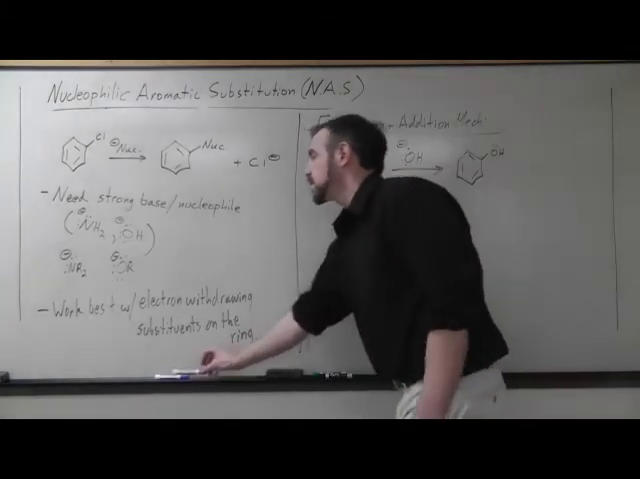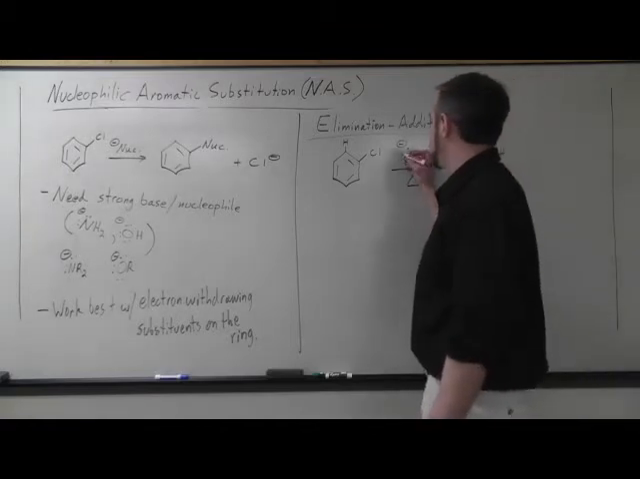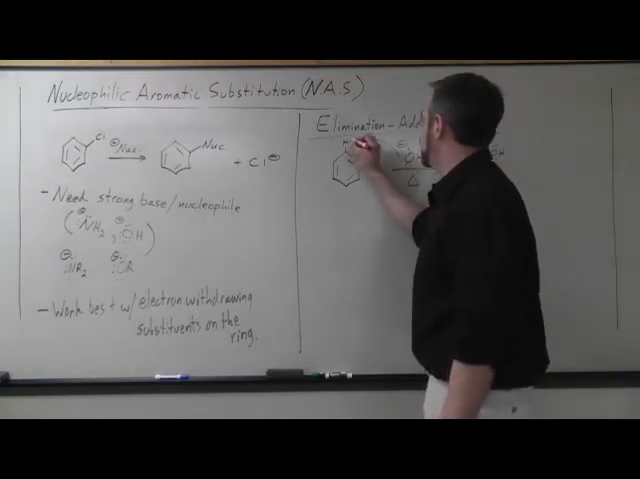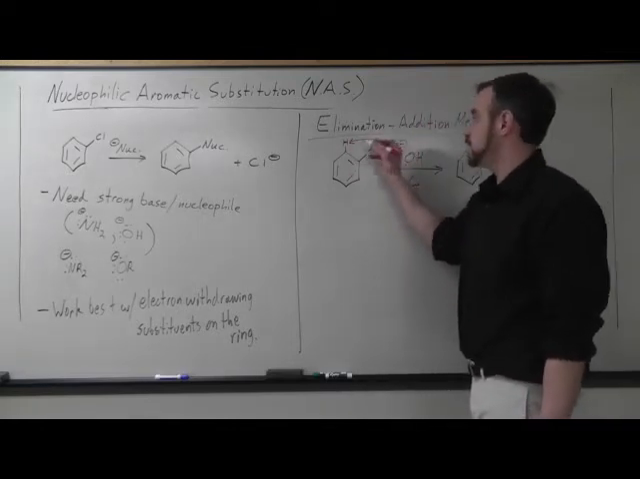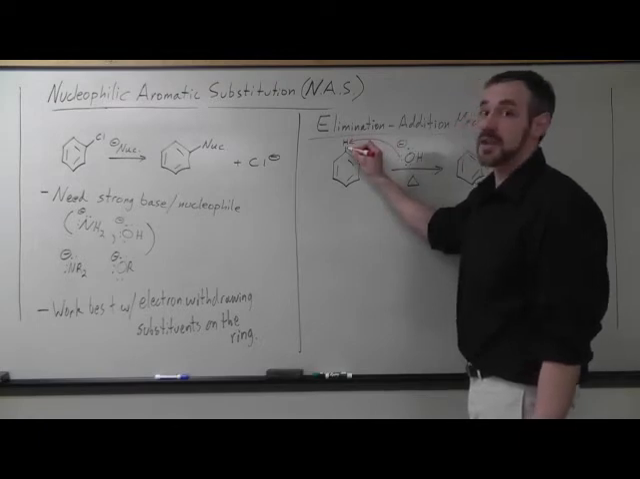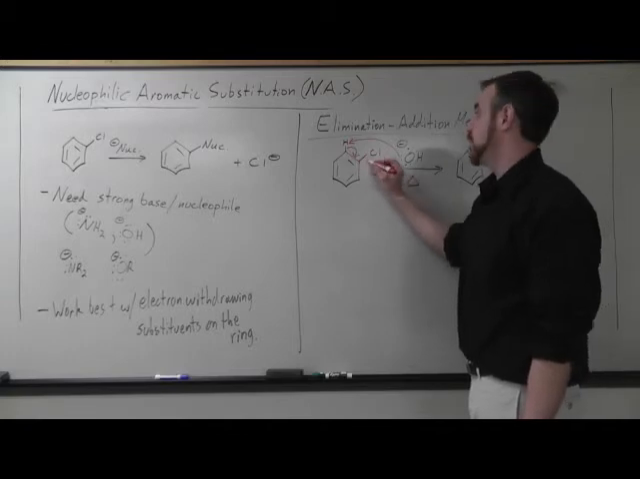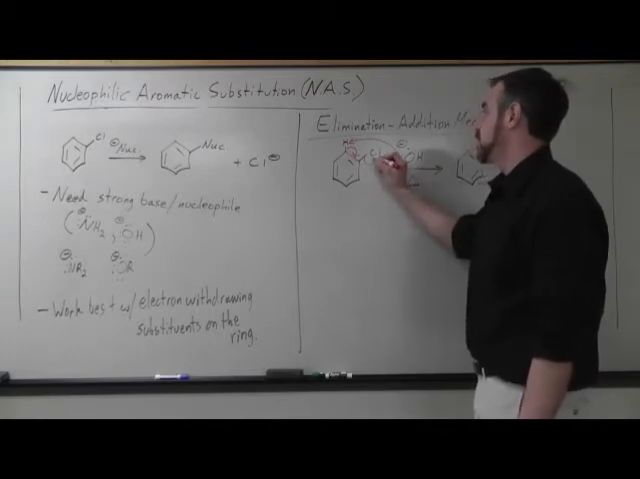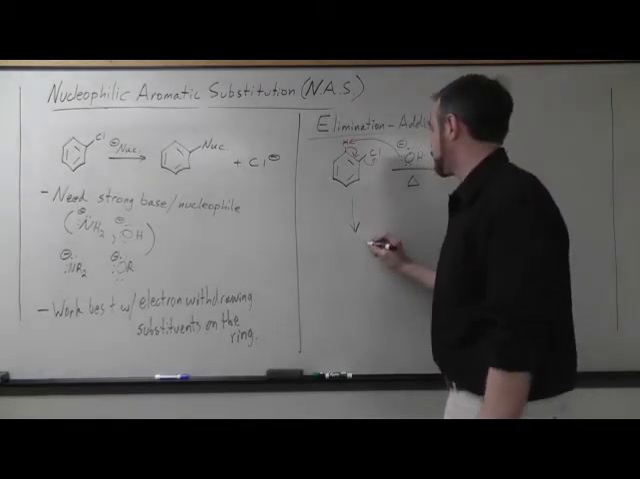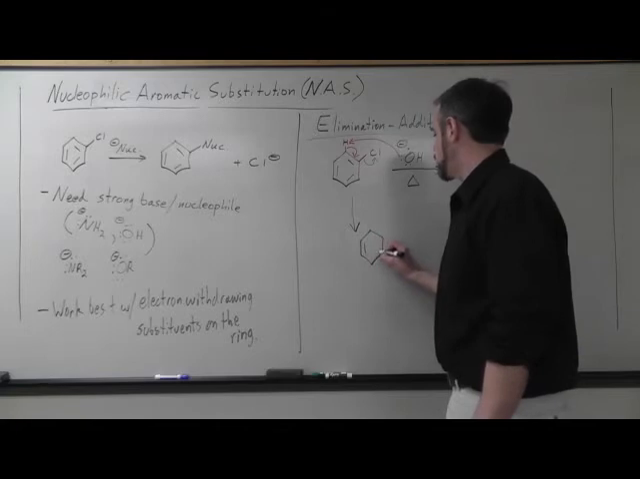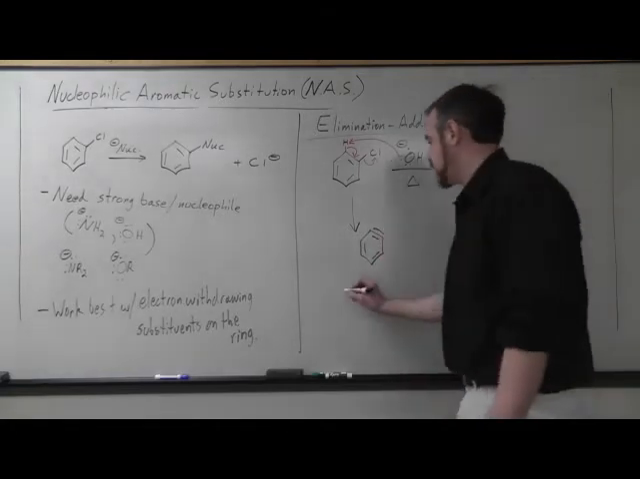But when we look at the mechanism, the first step creates this unique intermediate. And so similar to an E2 mechanism, we remove the hydrogen, the electrons from that carbon-hydrogen bond move down to form another pi bond here, and the chloride leaves. Well, this action produces a strange intermediate called a benzyne.